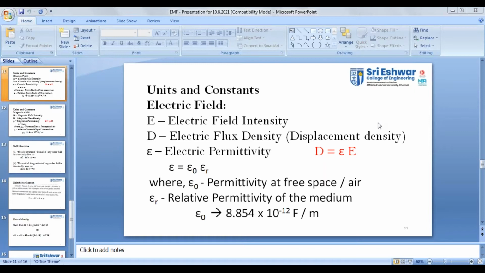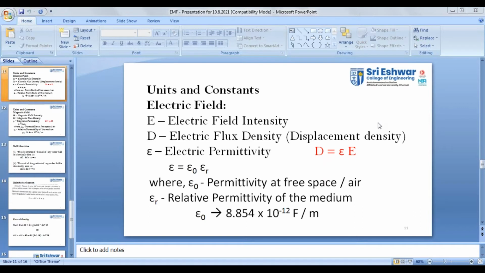Almost 1 by 36 pi into 10 to the power plus 9 farad per meter. That value also I can use. Or you just remember 8.854 into 10 to the power minus 12 farad per meter is the epsilon naught value. Then epsilon r is the relative permittivity of the medium. Whatever medium is specified, that particular medium's permittivity is said to be relative permittivity of the medium. So this is about units and constants as far as electric field is concerned.